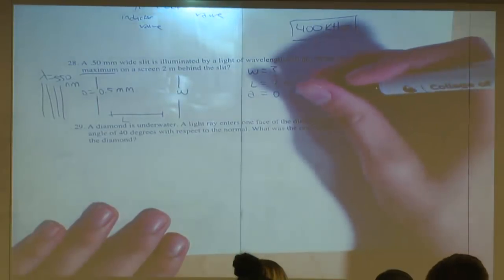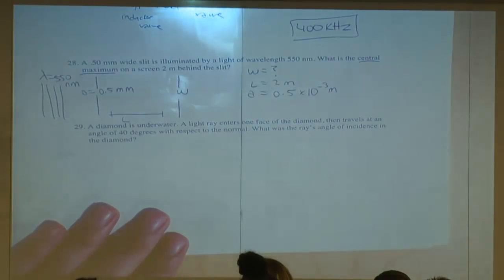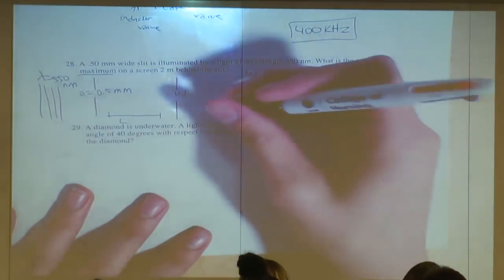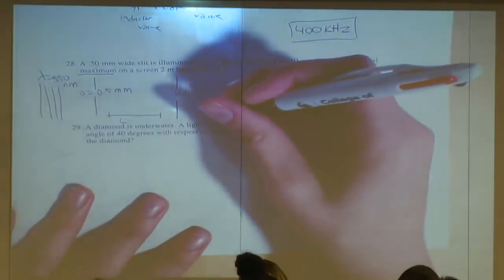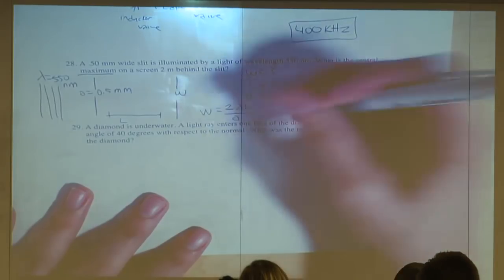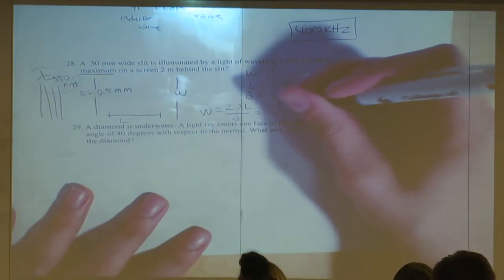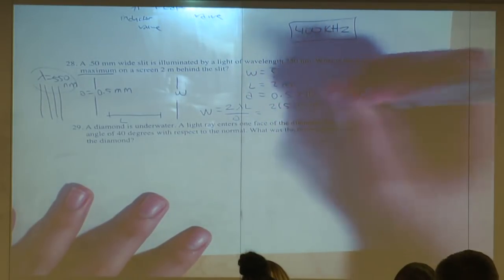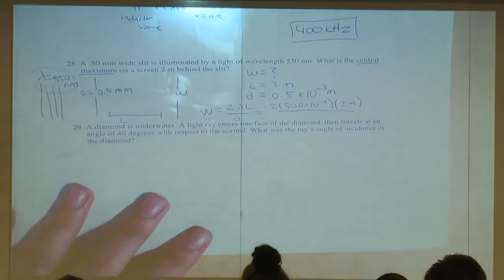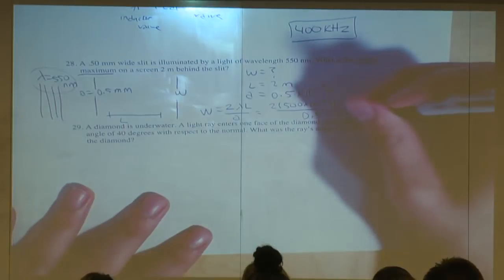If it's 0.5 millimeters, it's going to be 0.5 times 10 to the negative third meters, which is, once again, very small. Okay, so we should be okay. The equation is given in your formula paper. It's W equals 2 lambda L over A, because we want to know what W is. I already said lambda equals that. So it's going to be 2 times 500 times 10 to the negative 9th times L, which is 2 meters, and then A is 0.5 times 10 to the negative third meters.